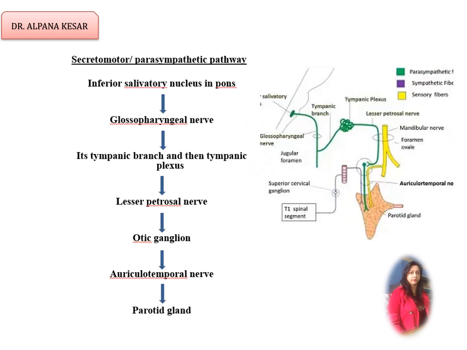The secretomotor pathway of the parotid salivary gland begins in the inferior salivatory nucleus in the pons. The preganglionic fibers pass into the glossopharyngeal nerve, then into its tympanic branch, into the tympanic plexus, and then into the lesser petrosal nerve. The preganglionic fibers relay into the otic ganglion. The postganglionic fibers arising from it pass along with the auriculotemporal nerve to reach the parotid gland.